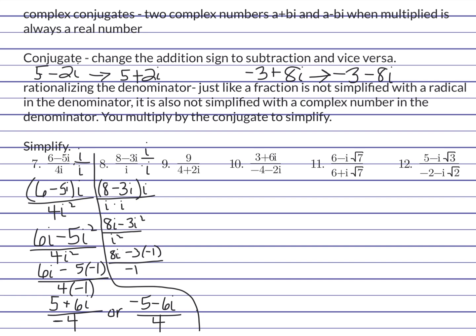I'm going to go ahead and simplify that. I would have positive 3 plus 8i over negative 1, and in this case you have to simplify that to negative 3 minus 8i. It would not be proper to leave that negative 1 in the denominator.